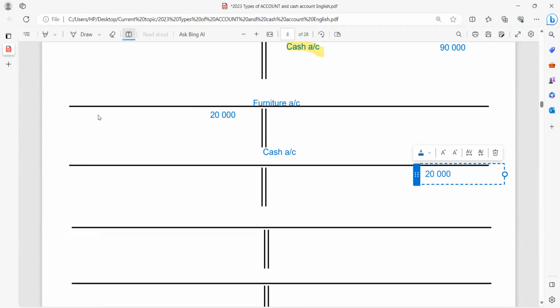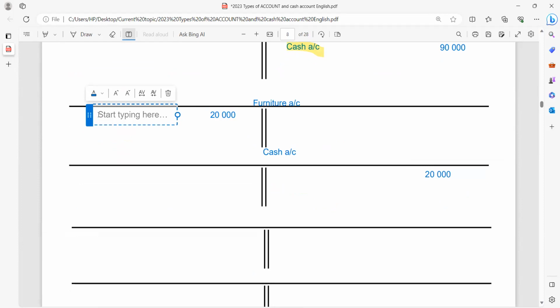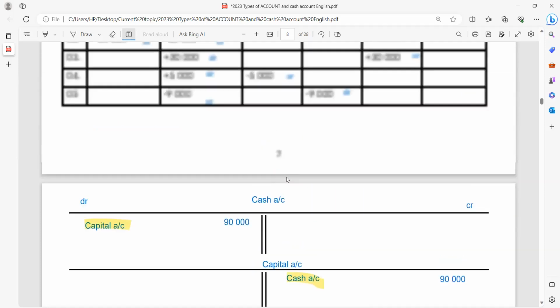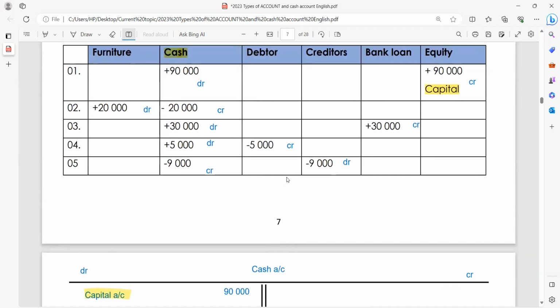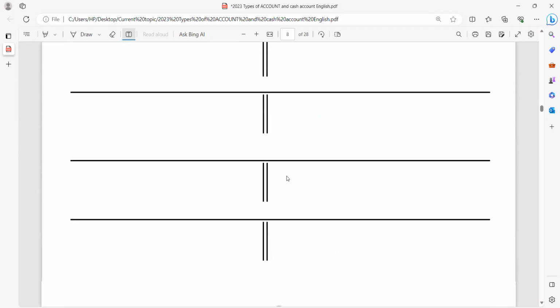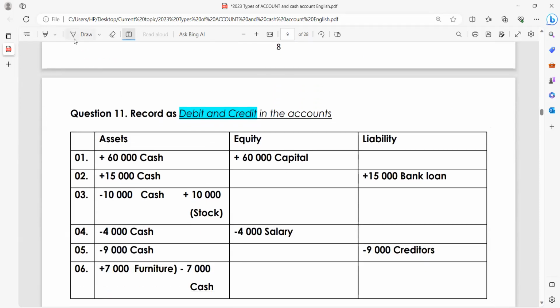So for the detail in furniture account, do we write furniture? No. In furniture account we write cash, and in cash account we write furniture. Likewise, you can record the rest of the transactions. Each transaction needs two accounts. Number 3, cash account and bank loan account. Number 4, cash account and debtors account. Number 5, cash account and creditors account. Likewise, you do this question as well as question number 11.